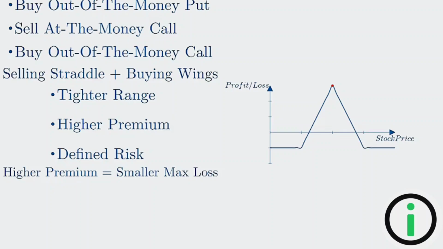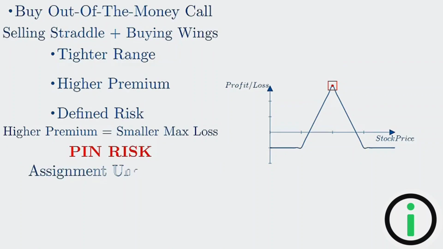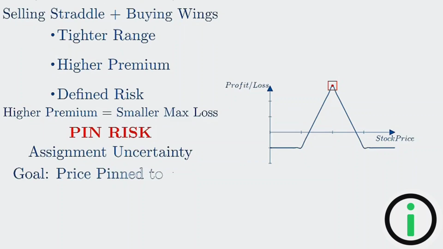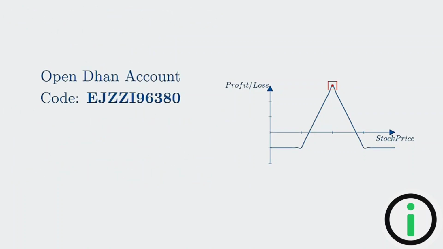However, there is a catch: pin risk. Pin risk is the danger of the stock finishing exactly at your strike at expiration. If the stock is right at your strike near expiration, the uncertainty of being assigned on one leg while the other expires worthless can be stressful. You have a very narrow profit zone, so you need the stock to stay pinned to your center strike to hit the jackpot. This chart shows the precise profit potential of the iron butterfly.